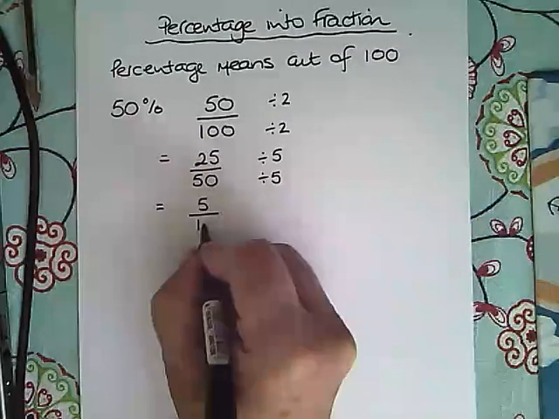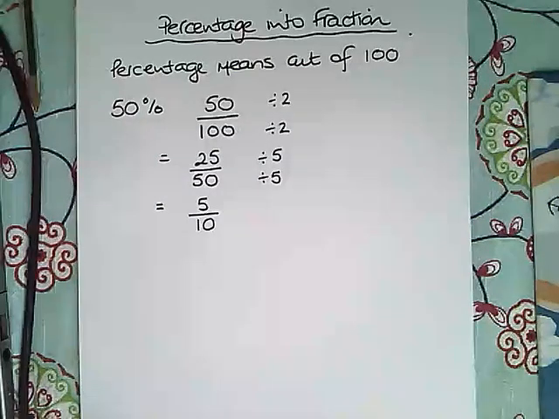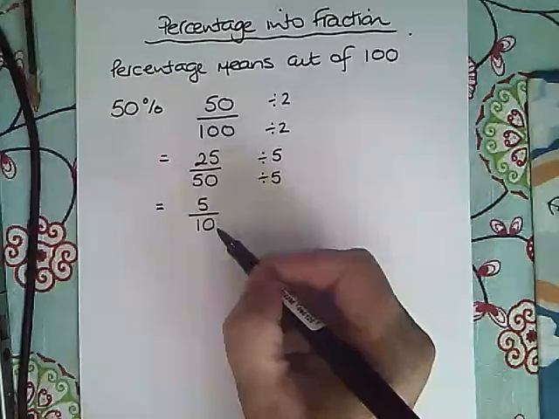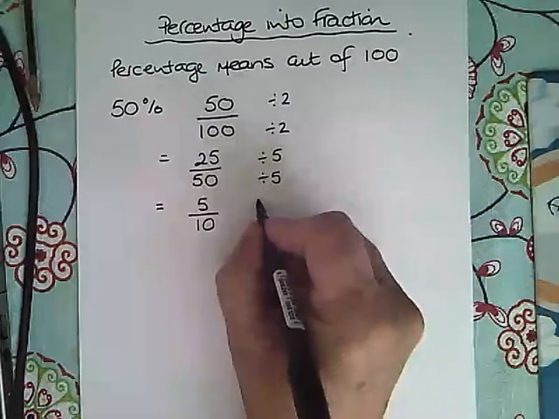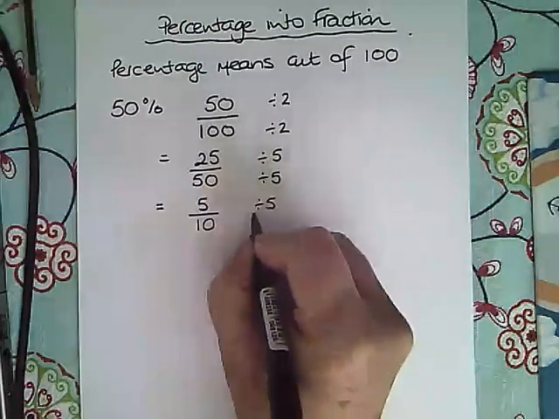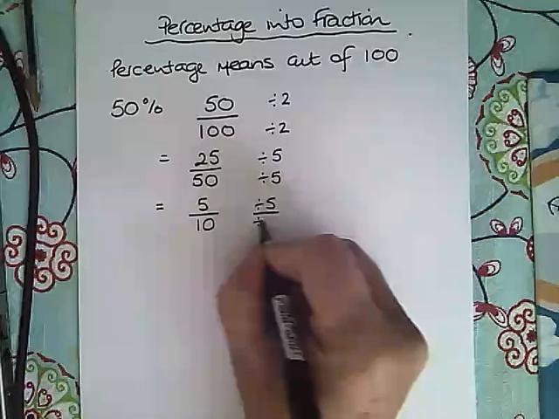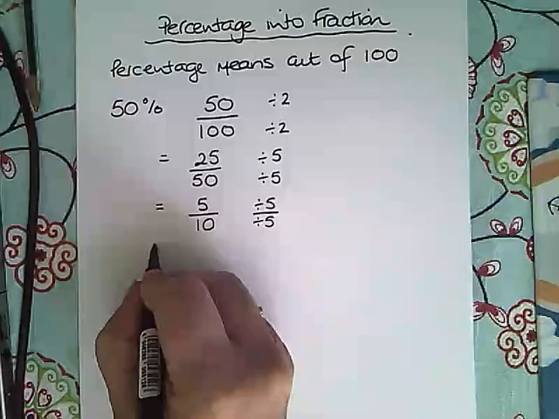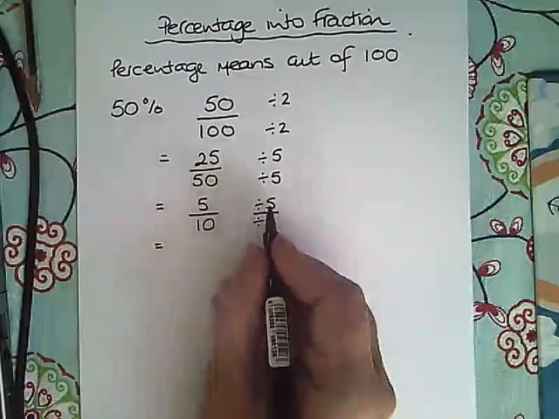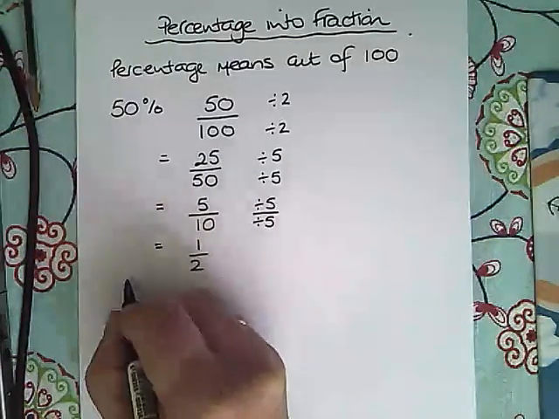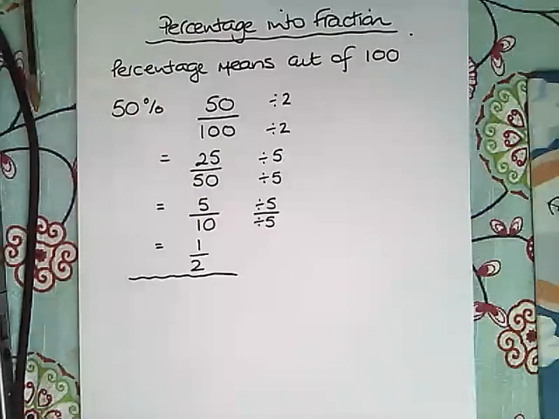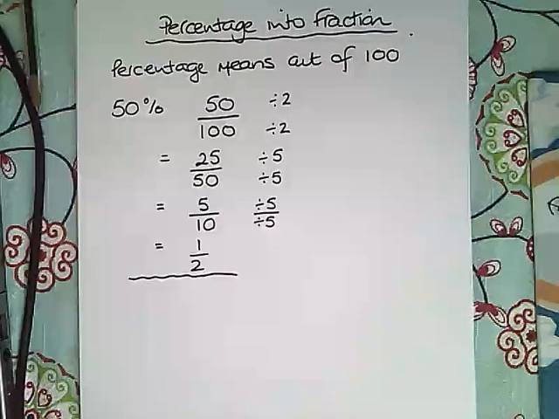50 divided by 5, how many 5s are there in 50? There are 10. When I look at these two numbers, they also both divide by 5 because they end in a 5 or a 0. So I'm going to divide by 5 again and divide by 5 again. And that would give me 5 divided by 5 is 1 and 10 divided by 5 is 2. So we have ended up with our fraction, which is a half.